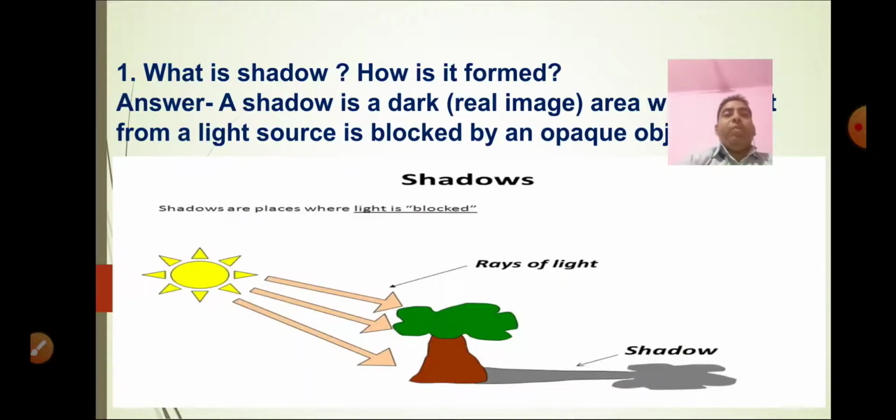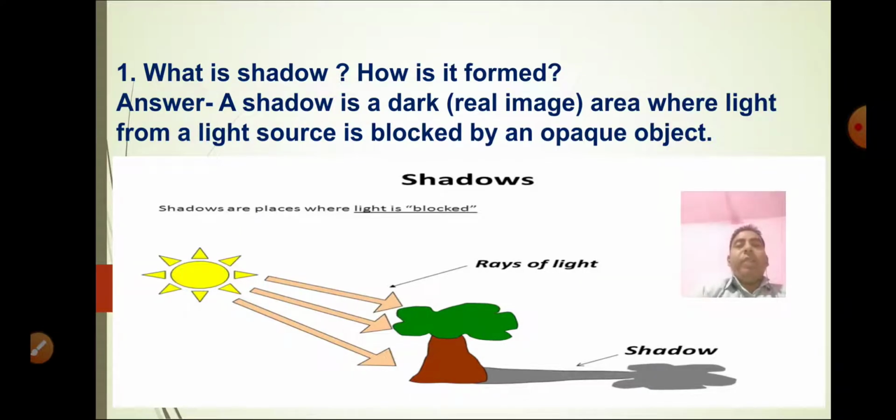Now we will see what a shadow is. In the previous class, I made you understand that a shadow is a dark space, or shade, formed behind an opaque object when it blocks the light from any source of light. Like when we shine a torch on a table and place a book on the table between the torch and the table, we see the shadow of the book formed on the table.